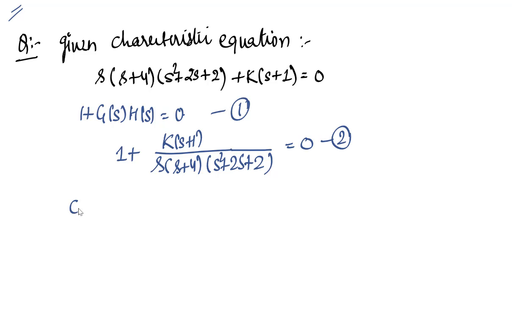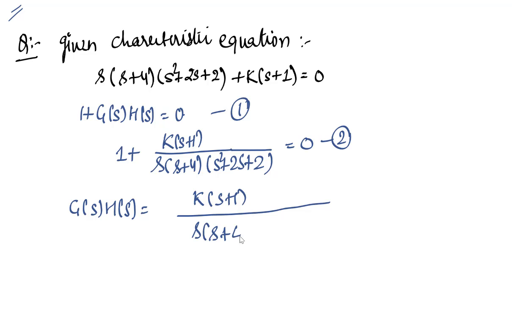So from the comparison we can see over here that G(s)H(s) would be equal to k times (s plus 1) divided by s(s plus 4)(s square plus 2s plus 2), right?